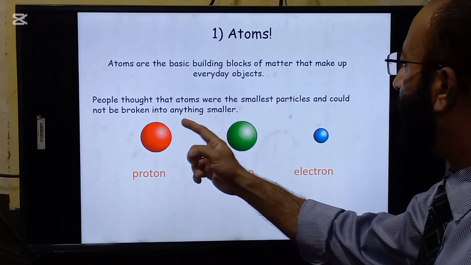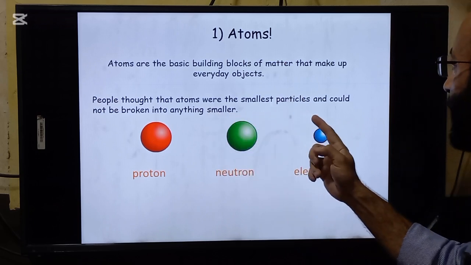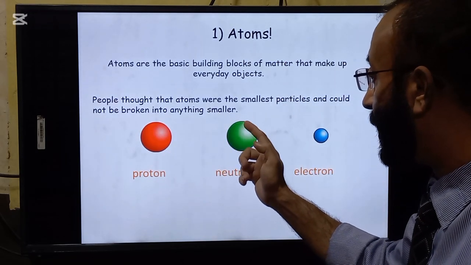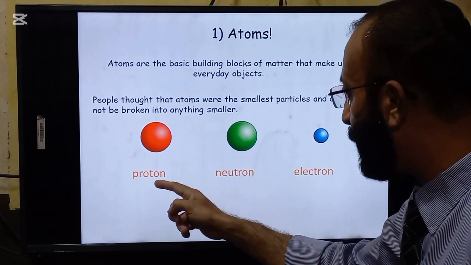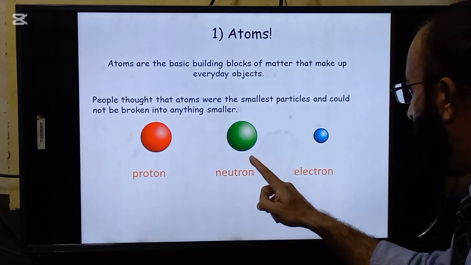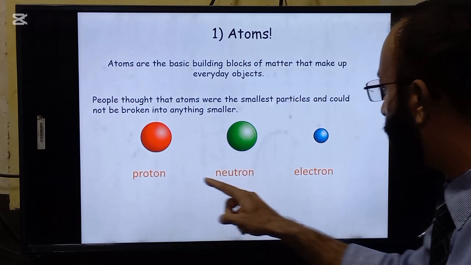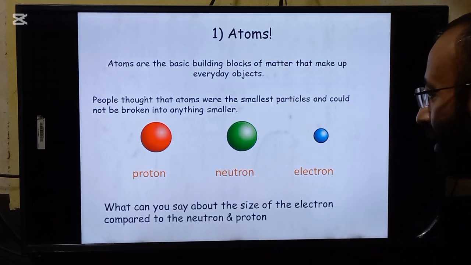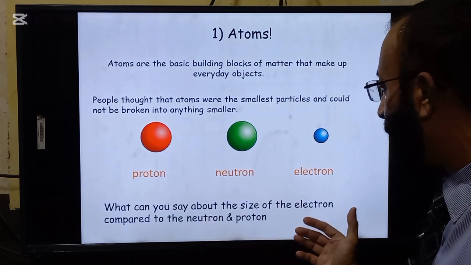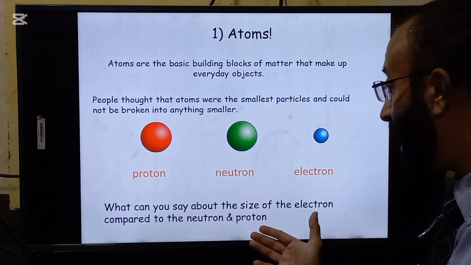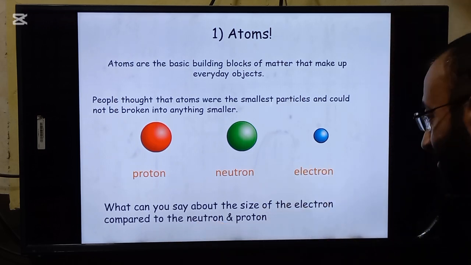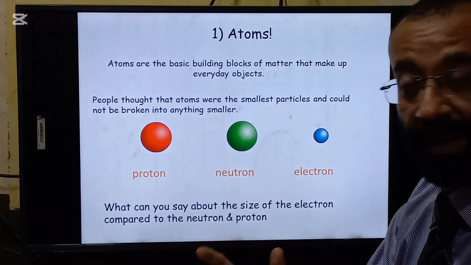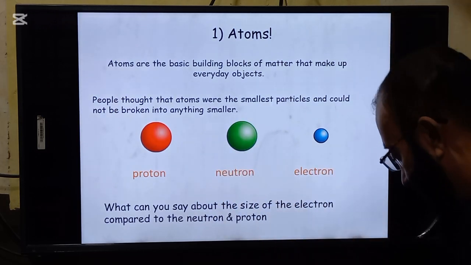People thought that atoms were the smallest particles and could not be broken into anything smaller. So look at the size of the proton, neutron, and as compared to proton and neutron, look at the size of the electron. What can you say about the size of the electron compared to the neutron and proton? So if they think that atom is the smallest particle, what about the electron?